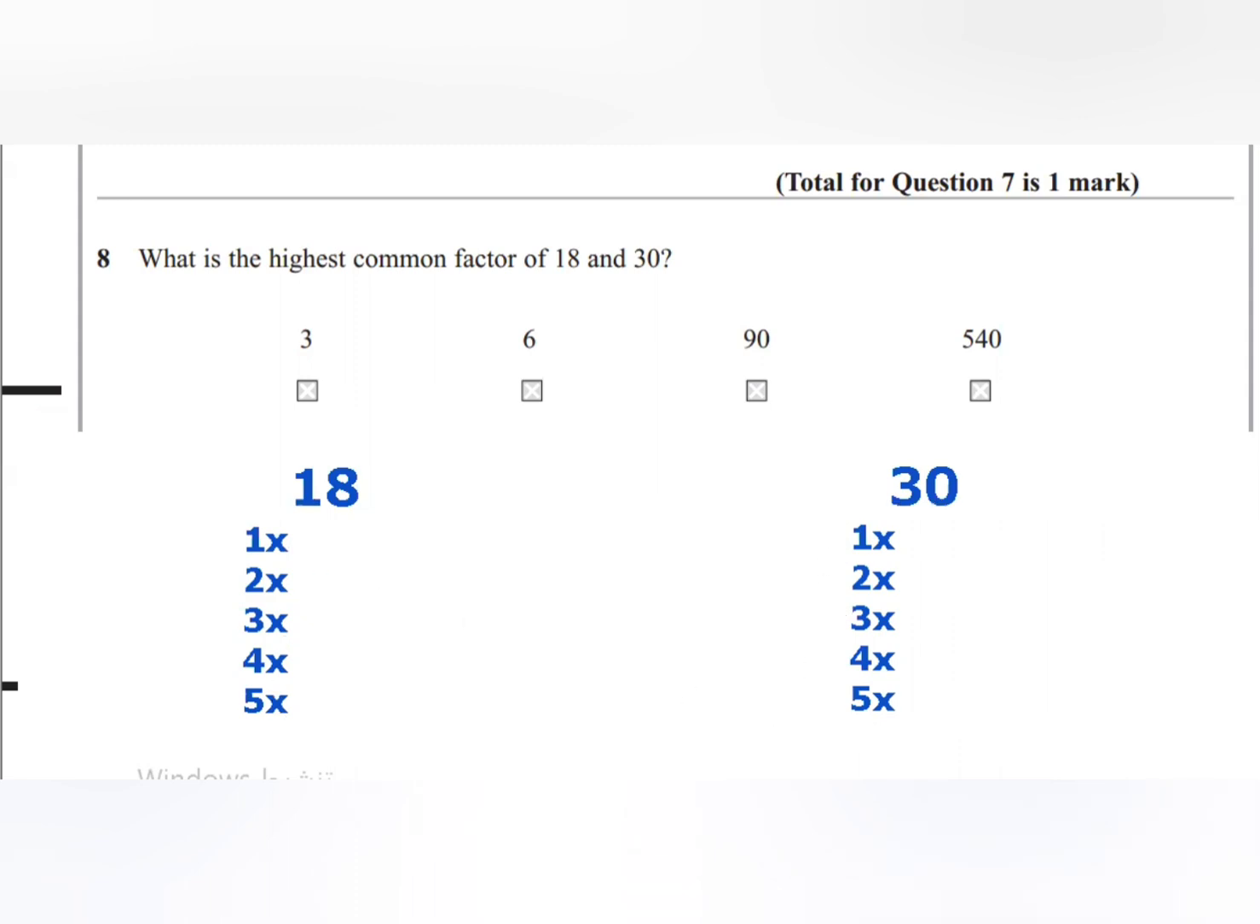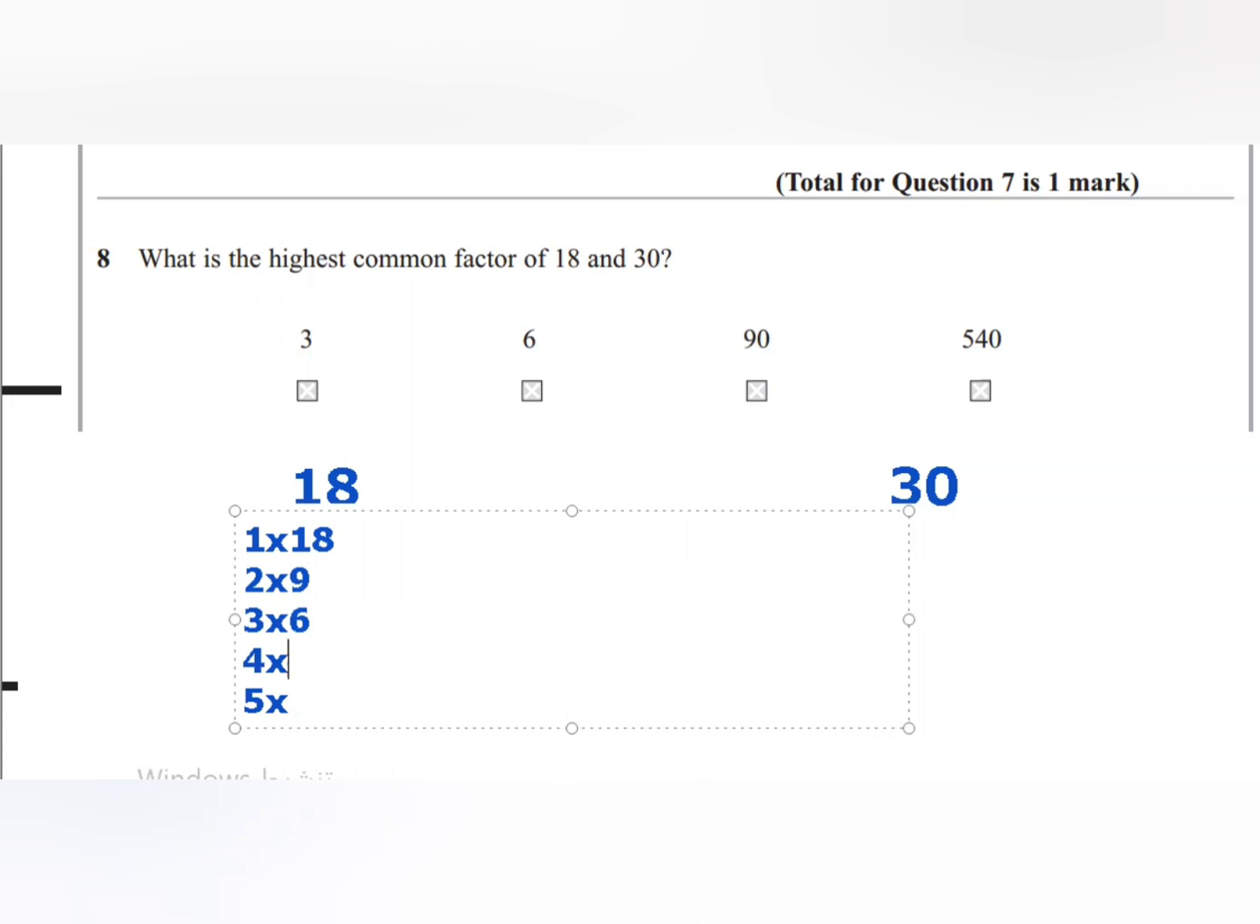Now let's find the ones here. So 18 divide 1 equals, very good, equals 18. And then 18 divide 2 is gonna be 9. Good job. And then 18 divide 3 equals 6. 18 divide 4, can we work out 18 divide 4? Or can we divide 18 on 4?